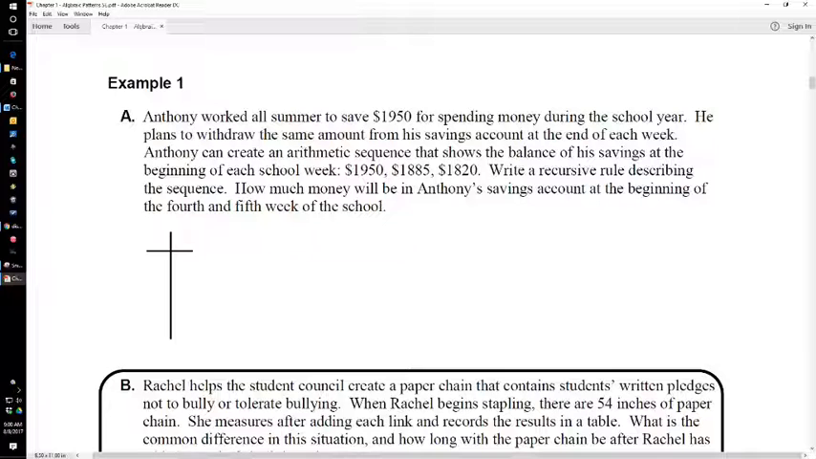How much money will be in Anthony's savings account at the beginning of the 4th and 5th week of school? All right, so here we go. So here's what we got. At the beginning of the first week of school, we have 1950. Beginning of the second week of school, we have 1885.